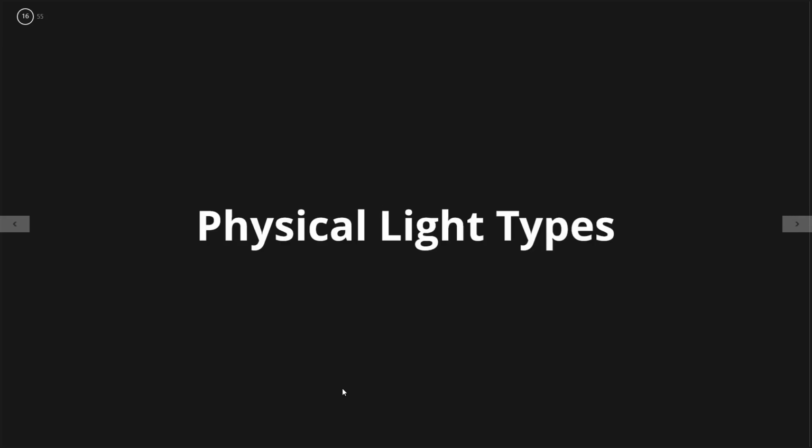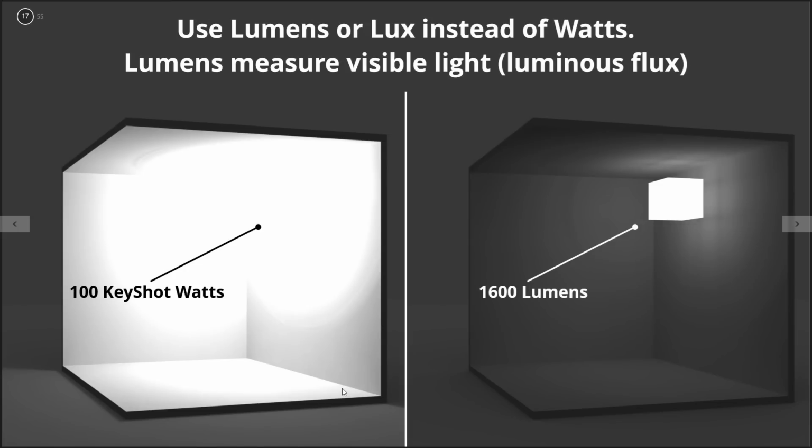Let's get into the different light types, because there are a few types of light within KeyShot. First, just kind of a general guideline. Whenever you use lights, and this is probably something you've run into if you've worked with lighting before, use lumens or lux instead of watts anytime you're using lights. Lumens measure visible light within KeyShot.